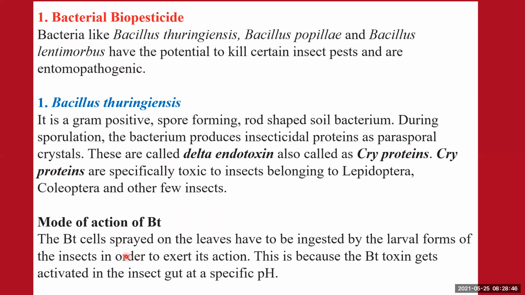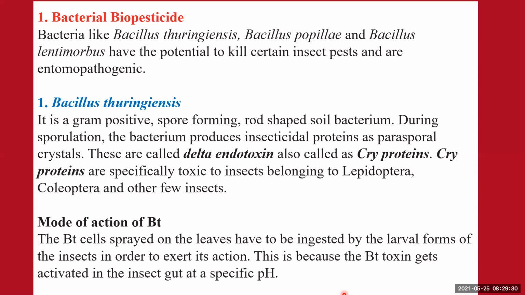What is the mode of action of Bt? The Bt cells, or the culture of Bacillus thuringiensis, is sprayed on the leaves. It is available in the form of wettable powder. The powder is made wet and sprayed on the leaves. When the larvae of the insect ingest the Bt toxin, or the Bt inoculum, the toxin is actually present in inactive form in the spores, and it gets activated when it enters the midgut of the insect, because the pH is alkaline in the gut of the insect. So what is the mode of action?